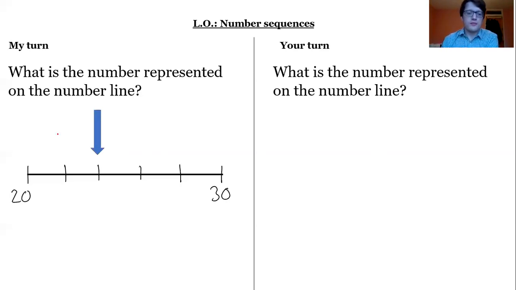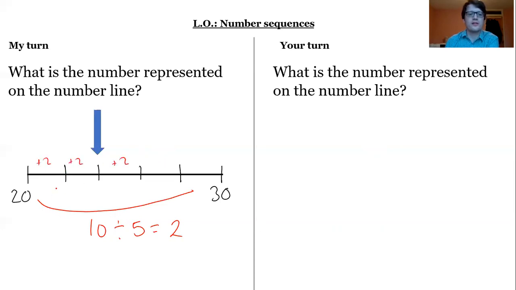So here, I've got, again, a gap of 10. The difference between 20 and 30 is 10. But this time I've got 1, 2, 3, 4, 5 equal parts. So if I divide 10 by 5, I get 2. And that lets me know that each step is worth 2. So I'm adding 2 each time. So I've got 20, 22, 24, 26, 28, 30. So the arrow is pointing at 24.